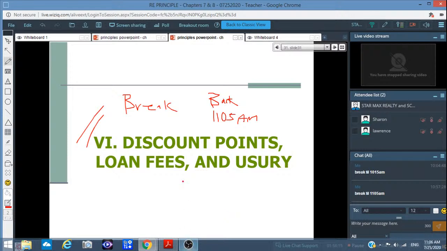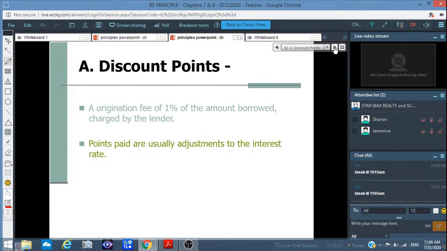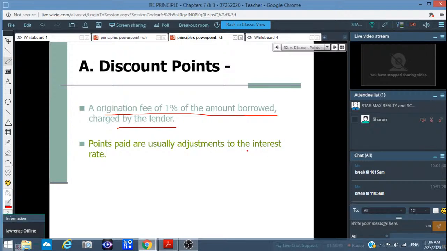Okay, we are back. Alright, let's try to wrap this up. So what are discount points? An origination fee of 1% of the loan amount borrowed, charged by the lender. Points are usually paid in adjustment to interest rate.